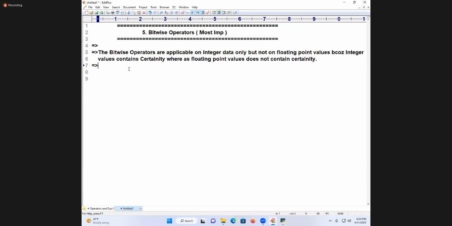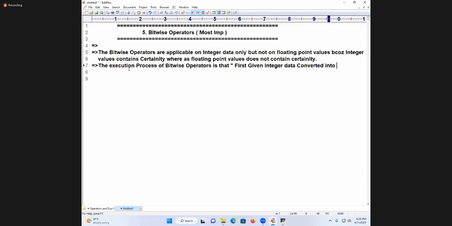What is my point here? It's very simple. Now, why are they named bitwise operators? The execution process of bitwise operators is that first the given integer data is converted into which type?